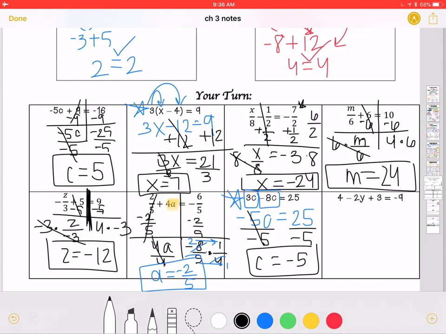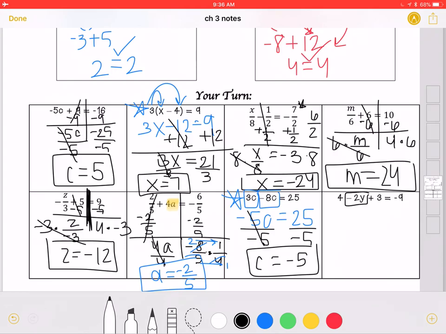And the last one over here to the right. Now again, I see a 4 and I see a 3 together on the left side. Those are like terms. So first, sometimes when you see equations, you have to simplify them before you can solve them, or at least I think that's the easiest way to do it. So let's combine those like terms. 4 plus 3 would give me 7.